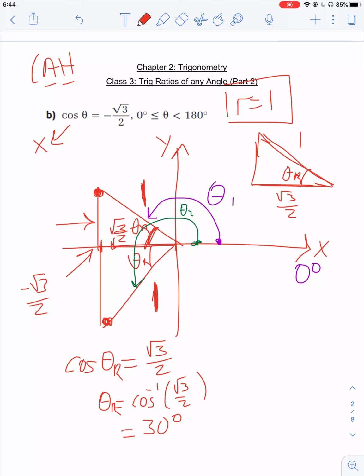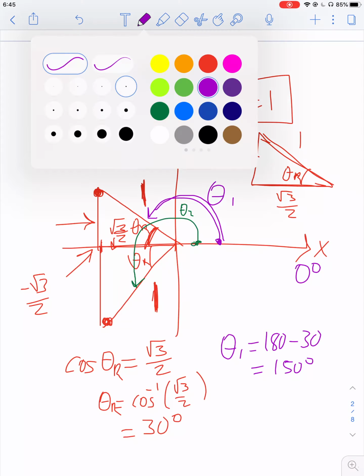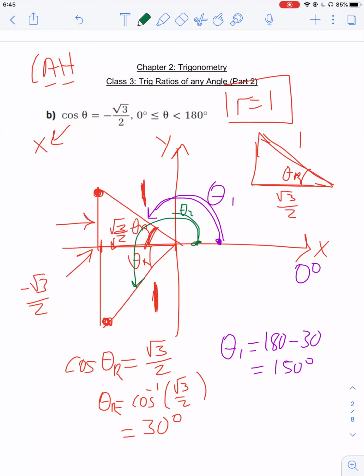If theta r is equal to 30 degrees, then what is theta 1 equal to? Because theta 1 is my solution. Theta 1 is this over here, okay? I know that the whole thing from here all the way here is 180, and now I know the value of this angle, it's 30. So theta 1, by looking at the picture, is just equal to 180 minus 30, which is equal to 150 degrees.